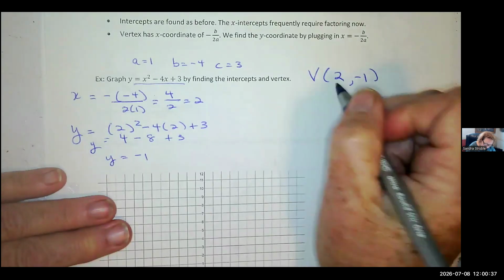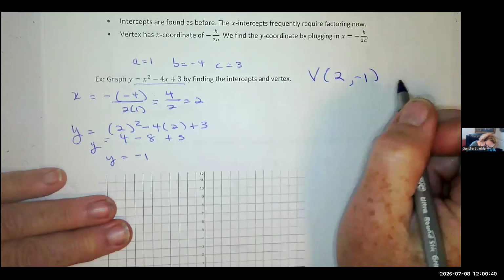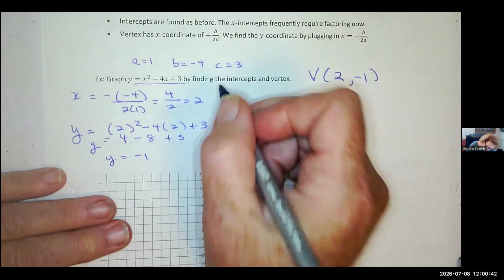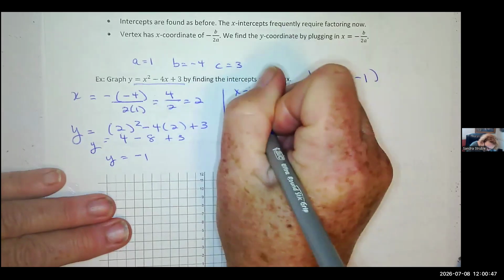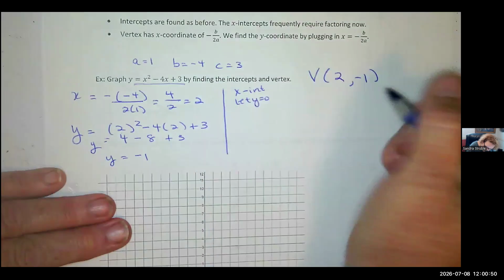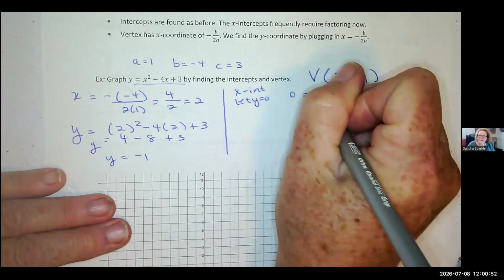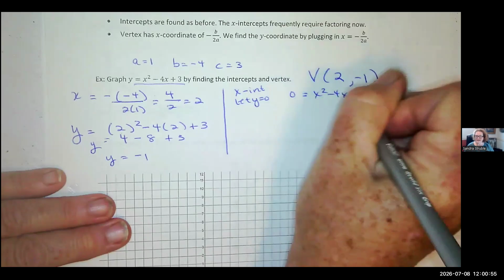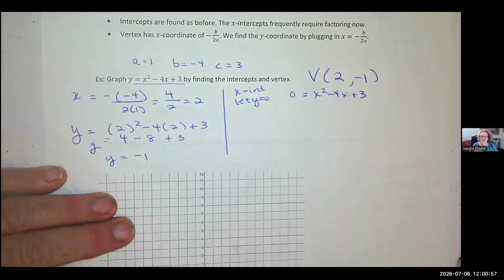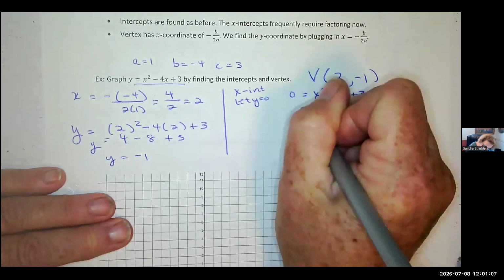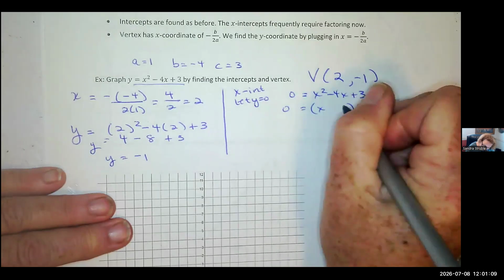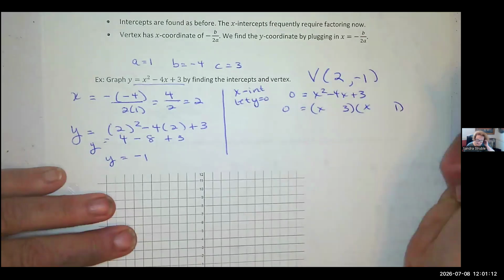We can also find our intercepts. So the x-intercept is where we let y equal 0. So 0 equals x squared minus 4x plus 3. Finding the x-intercepts are always the hardest ones. The y-intercept is always cake. So we're going to have to factor this. x and x, 3 and 1 are the only possible ones. And then everything is negative because only the middle term is negative.